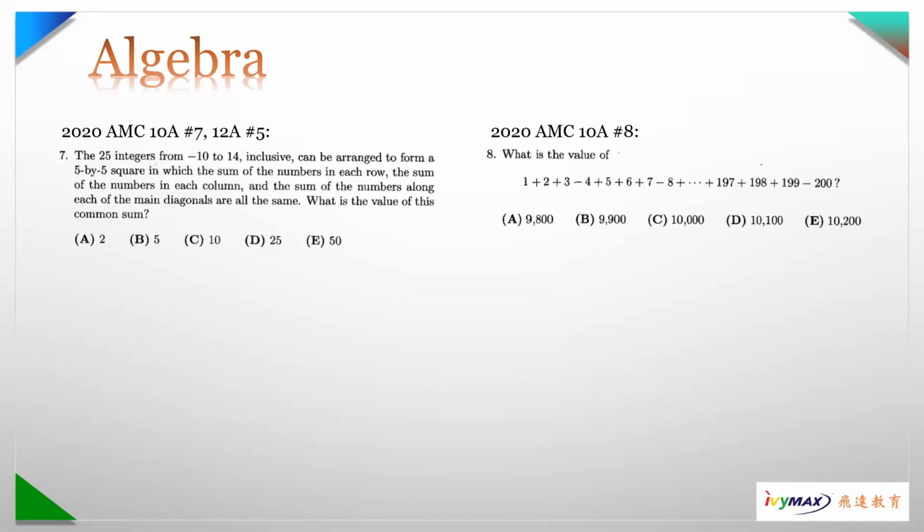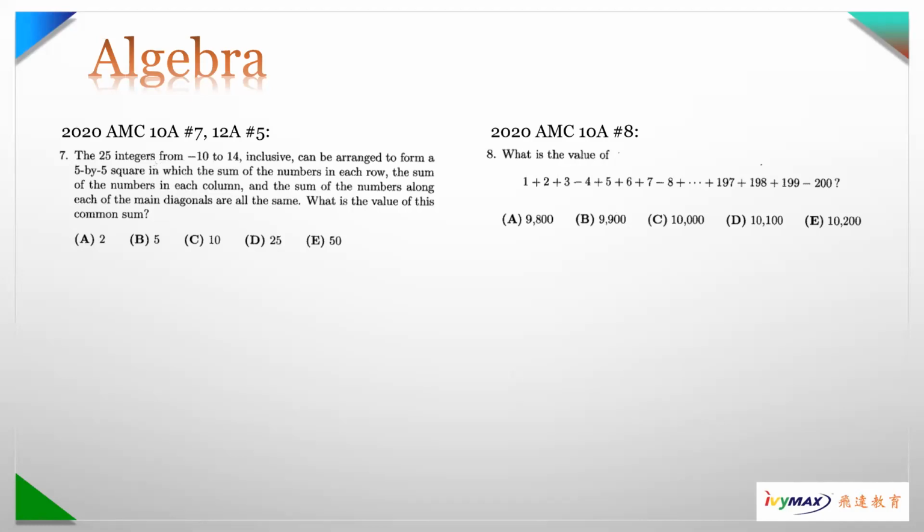Okay, this is question number 7 in 10A. Also, this shows again question number 5 in 12A. So in 10A and 12A, they have 11 questions in common in total. This is the reason that you can't take the two tests together, so you can only choose one of them. Okay, so this is one question in common. Also, this is not a very difficult question.